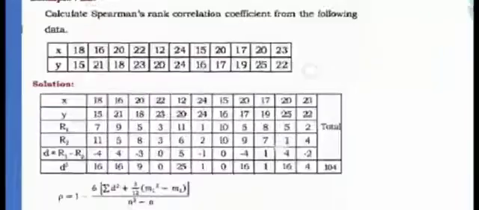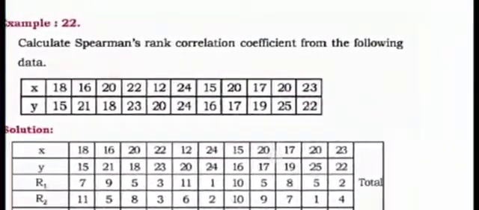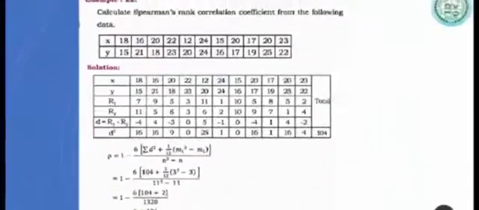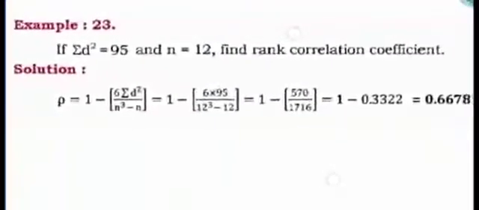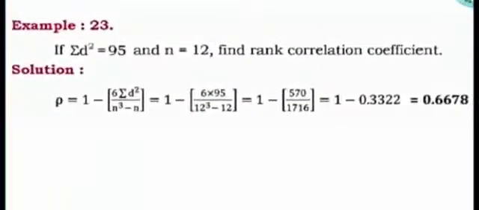One more of the same type. Again here the ranks are repeated. You have lots of examples for practice. You can do it. Yes, coming to example number 23. This is a simple 2 marks question. If summation d square is equal to 95 and n is equal to 10, find rank correlation coefficient.